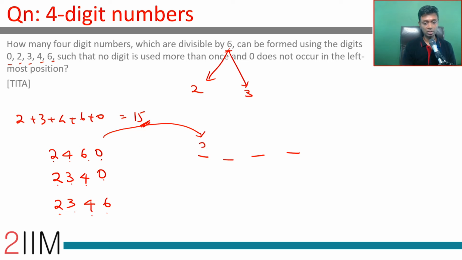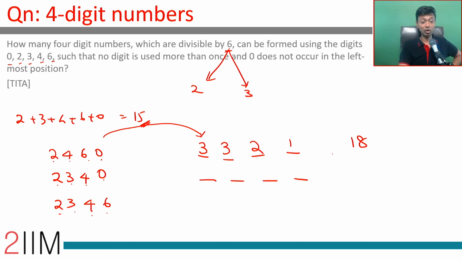For the first digit, there are 3 possibilities. It cannot be 0, so that is ruled out. So 3 possibilities. Second digit, 3 possibilities. Third digit, 2 possibilities. And 1 possibility for the last digit. 3 into 3, 9, 9 into 2, 18. 18 possible numbers. Now with 2, 3, 4, 0, fine, we need to look at even numbers.